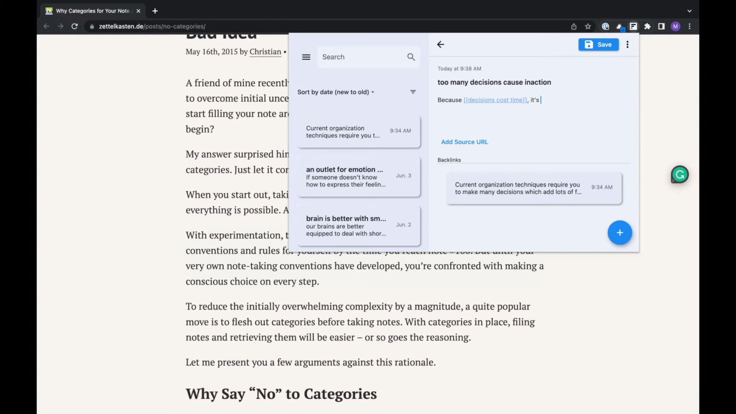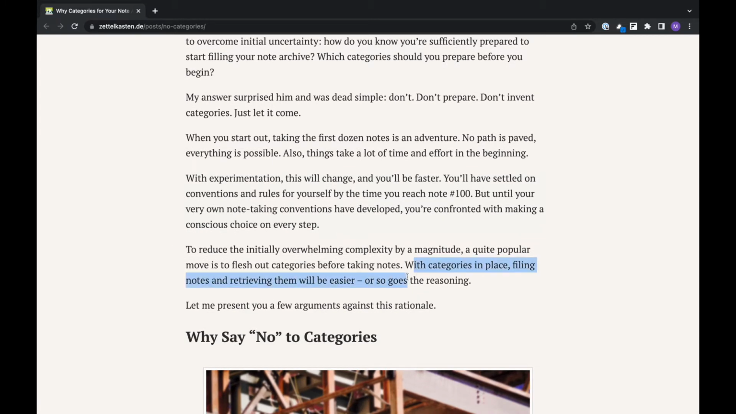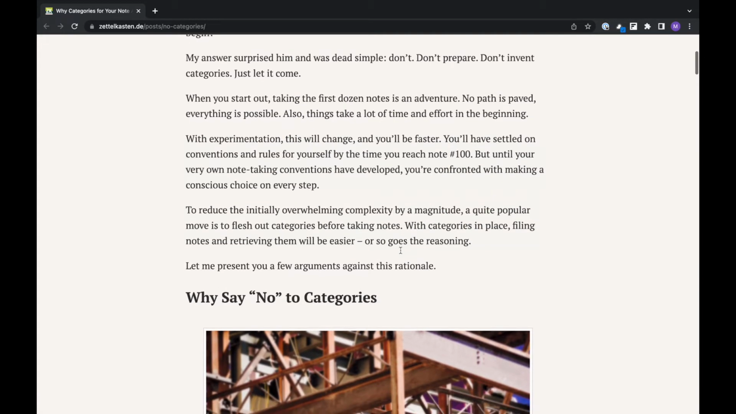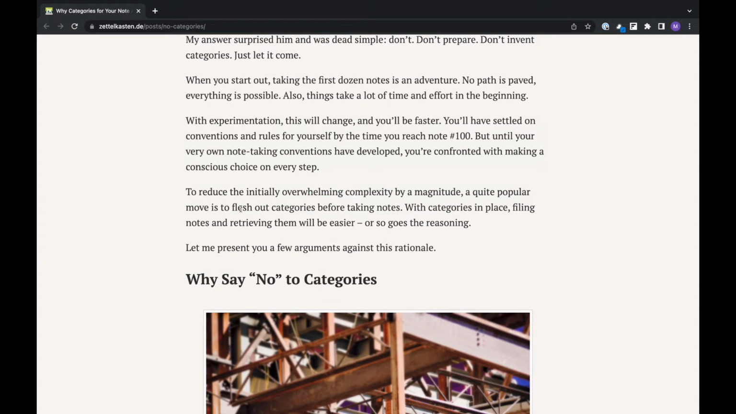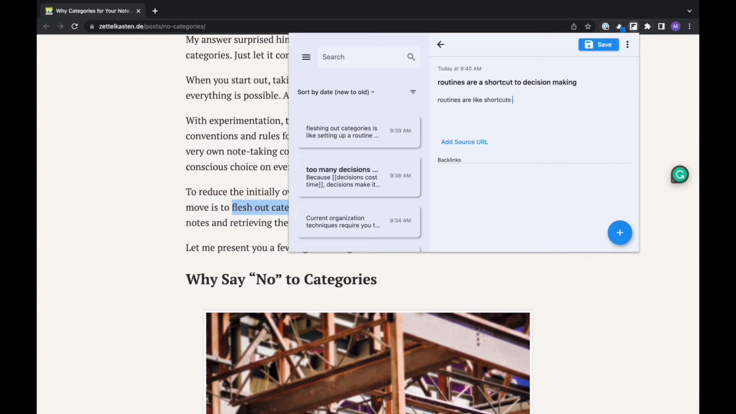So for my next point, fleshing out categories is like setting up a routine. And I link again, routines are a shortcut to decision making. When I say that, I feel that routines predefine some set of steps that we need to follow, and when we predefine things like this, they reduce the number of decisions we need to make. Just like the author was trying to set up a predefined set of categories, or a routine for them to follow to organize their notes. And they struggled with that because Zettelkasten doesn't follow that same sort of organization methodology.